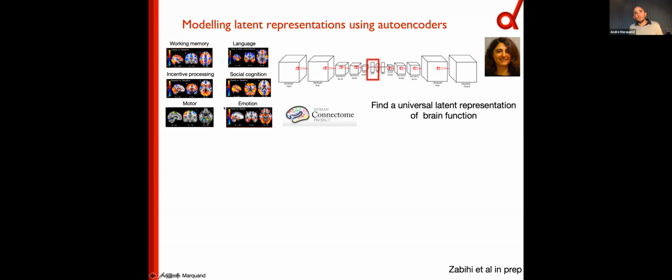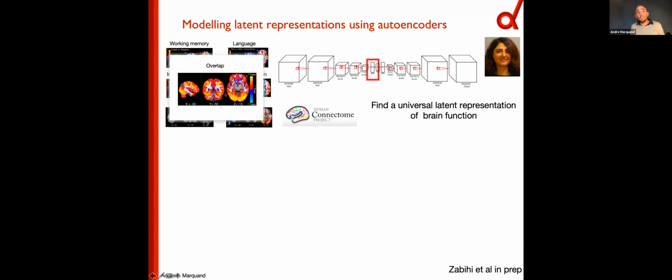Mariam applied this to the Human Connectome Project data. It has a number of different fMRI tasks. We took the cognitive fMRI data. The reason that's a good choice is because it provides pretty good coverage of the brain, so that all of the brain networks are covered.